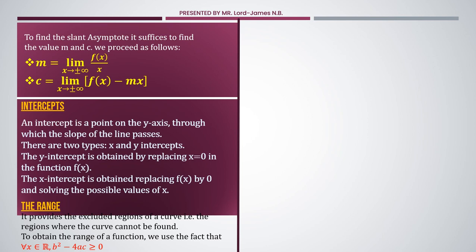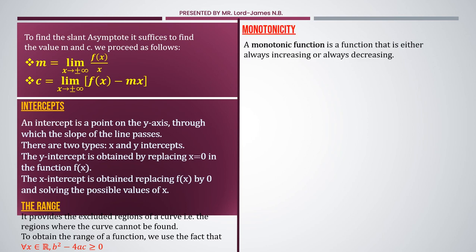So we are expecting real roots. Now the monotonicity. A monotonic function is a function that is either always increasing or always decreasing. So those are two cases. To study the monotony of a function, we solve the inequation f prime of x is greater than or equal to 0.